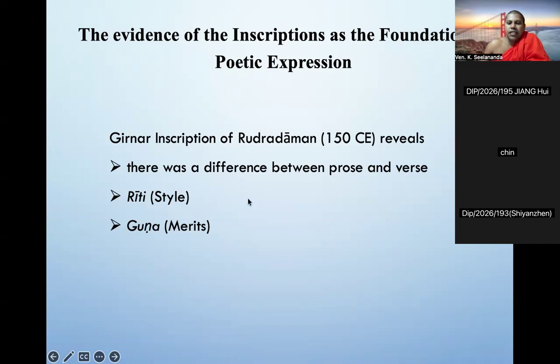And we can identify some evidence taken from inscriptions. There are so many inscriptions in India. From all of those inscriptions, the Girnar inscription, written by Rudradaman, is very famous, because there are so many alankaras, or poetic expressions, we can identify from this Girnar inscription.